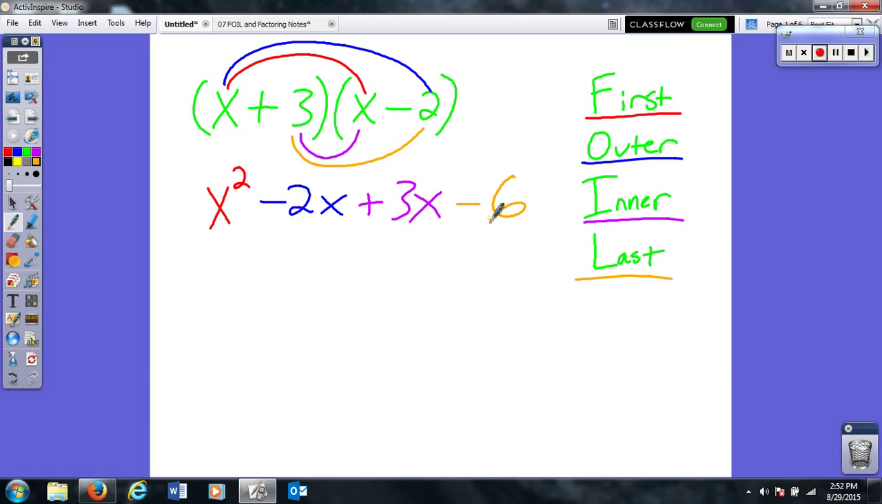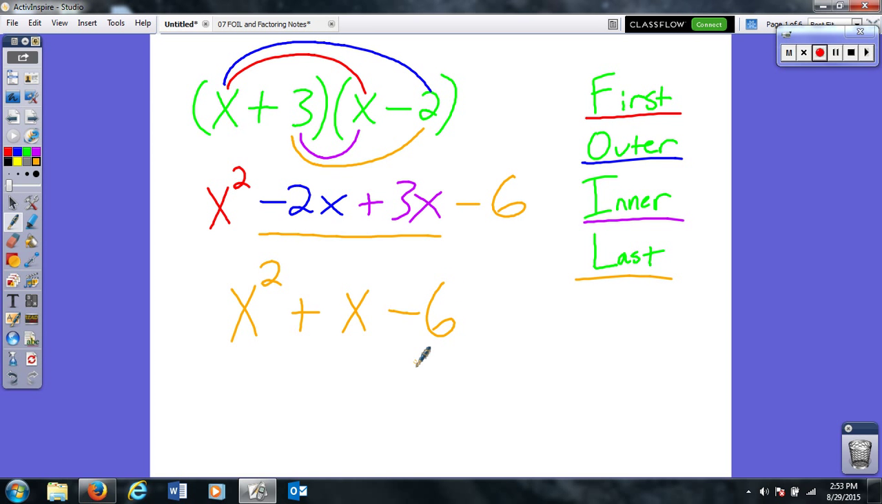And now what we can do, you'll notice there's 4 terms there. I said it was going to be a trinomial, but we can combine like terms. The middle 2 terms here will combine together, and we'll get x squared plus 1x, or just x, minus 6.